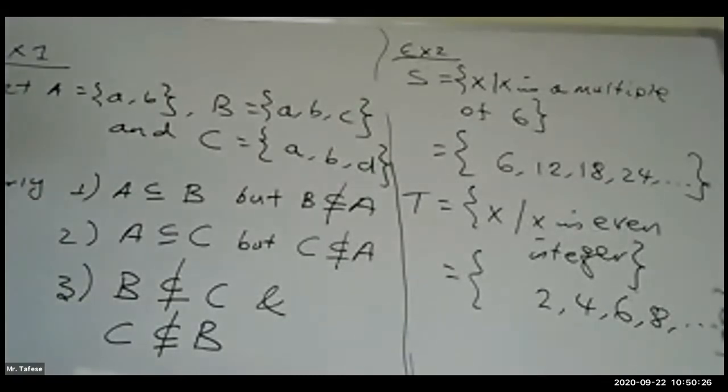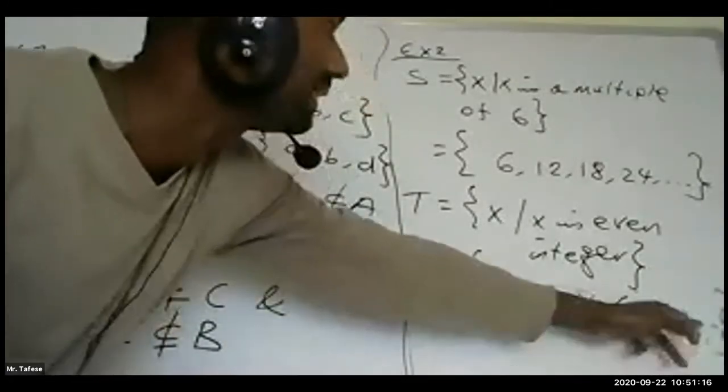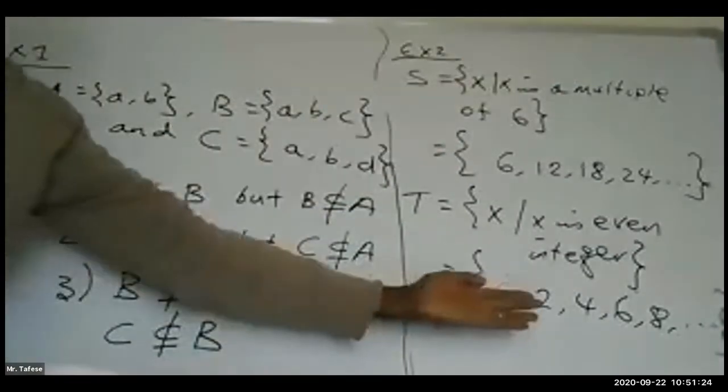Now we can relate the two sets using subsets. Which one is a subset of the other? S to T or T to S? Clearly, S is a subset of T. Why? Because all multiples of 6 are included in the set T, which is even. So 6 is found here, then 12 will be found here after 10. 18 is also here, 24 is also here. So every multiple of 6 is even.